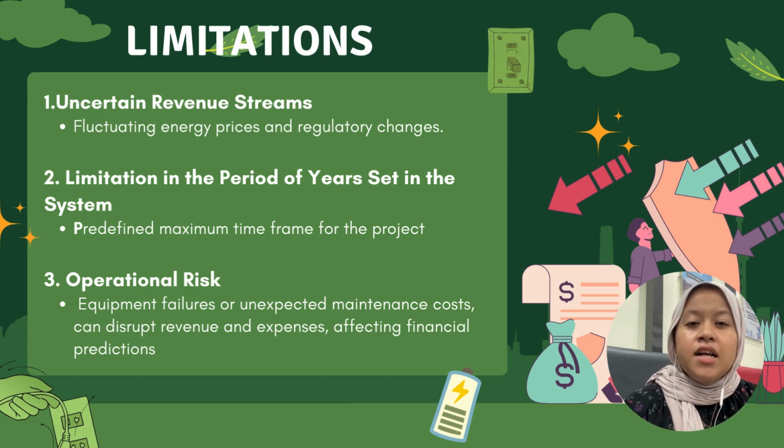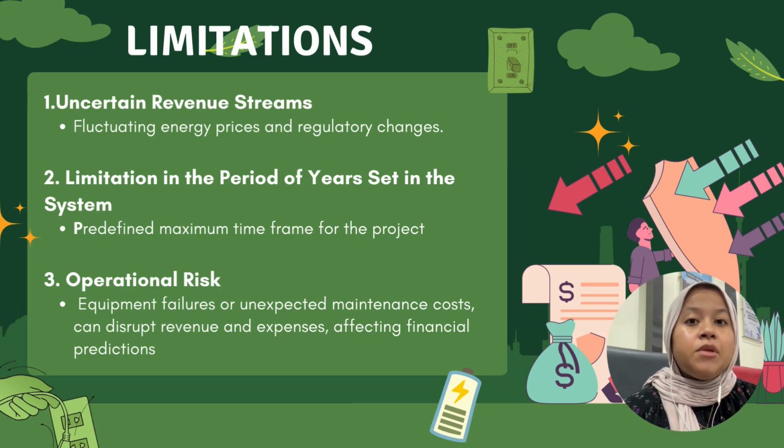First, there are uncertain revenue streams. Renewable energy projects are subject to fluctuating energy prices, which can vary due to market dynamics and geopolitical factors. Additionally, regulatory changes can significantly impact the financial viability of this project. For example, changes in government incentives, subsidies, or tax policy can alter the projected revenue stream.